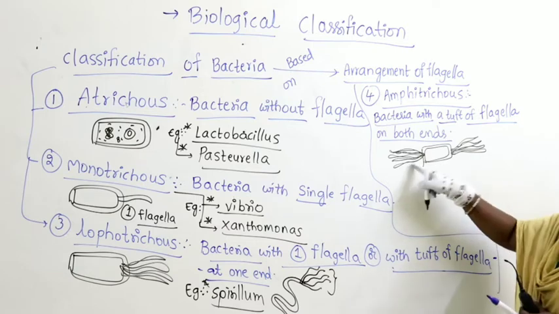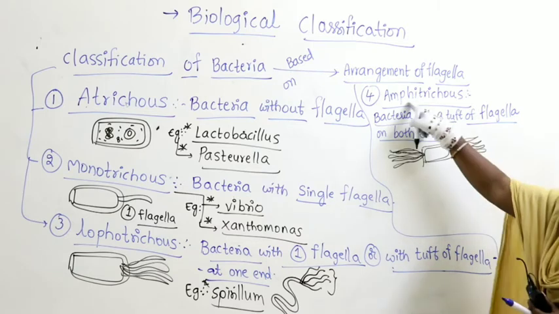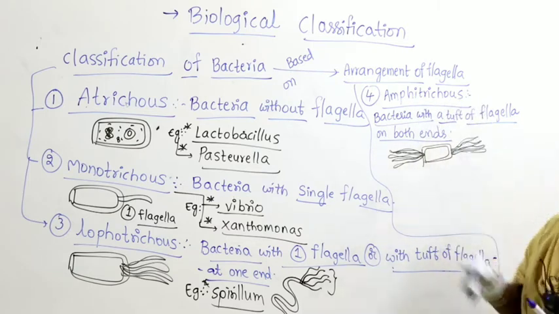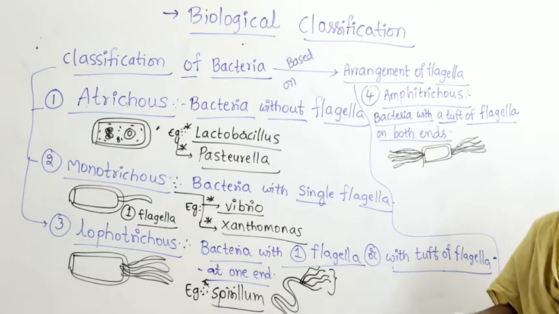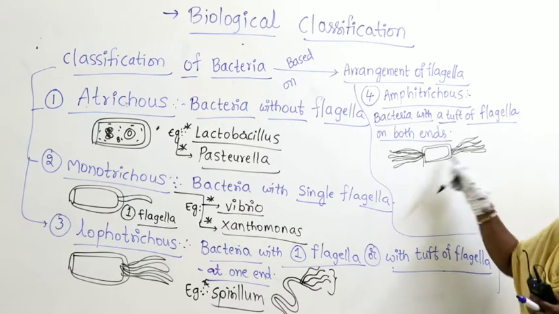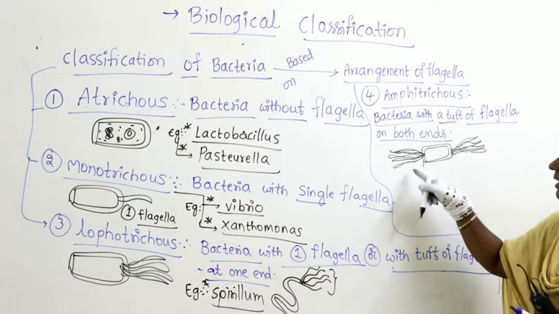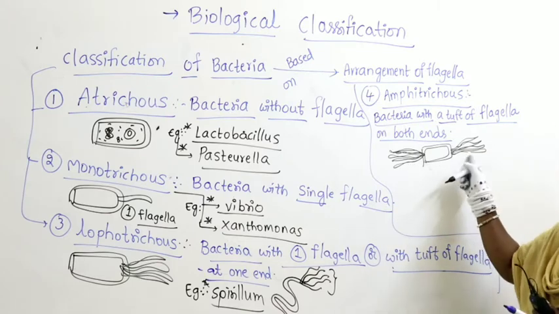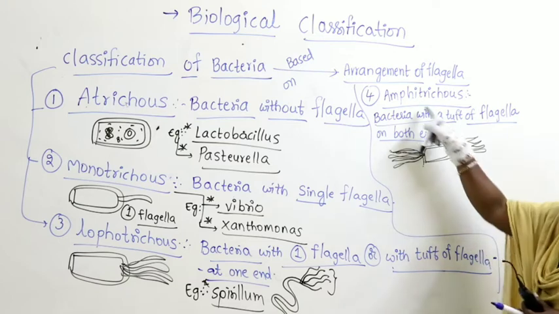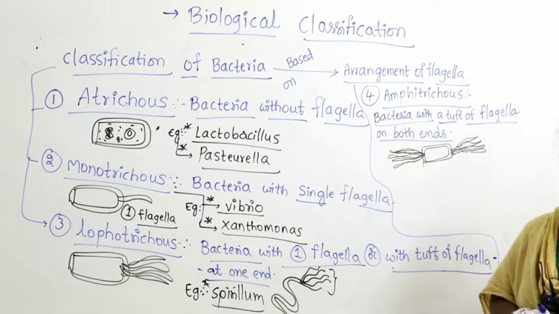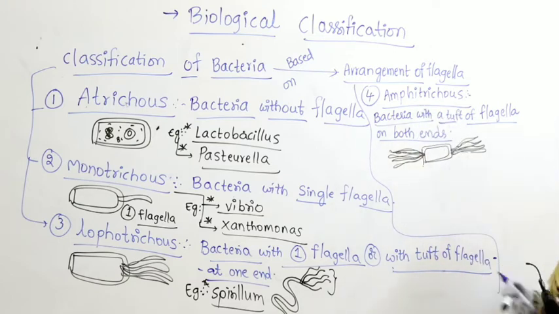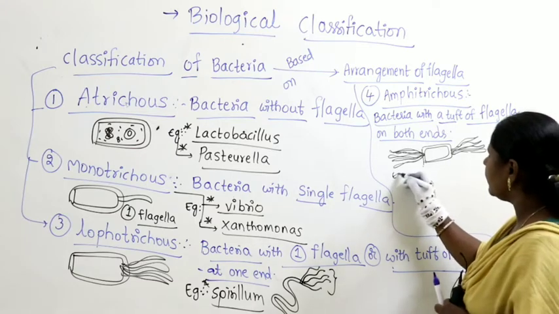Such type of arrangement is called as Amphitrichous bacteria. Amphi means both sides, both terminal ends, both corners you can see a tuft or bunch of flagella on either side of bacteria. Such type of arrangement is called as Amphitrichous. Let us take some examples for Amphitrichous.